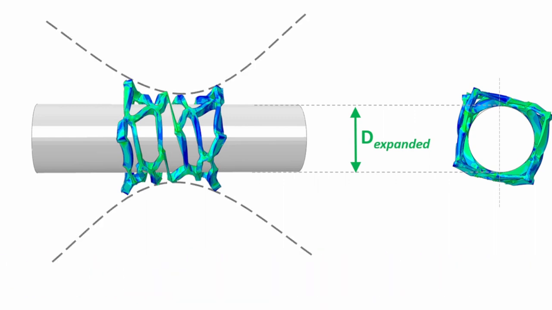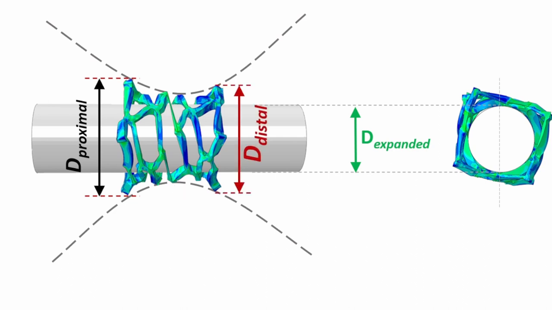And so this dogboning effect, where the extremities of the stent show a vastly different expansion compared to what's happening in the middle, is what we're talking about. At the proximal end we calculate the diameter in the proximal, at the distal end we'll calculate the diameter in the distal end. Again, we're doing this using those nodal reference points that we indicated at the beginning, and then in the middle we'll also find the diameter in the middle.